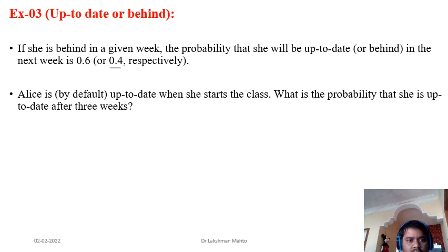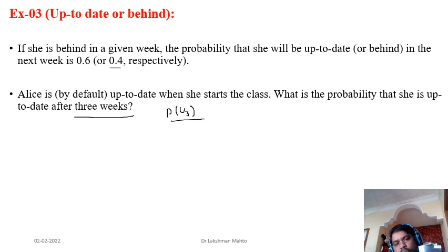Suppose Alice is by default up to date when she starts the class. So by default at the beginning she is up to date. We assume that. What is the probability that she is up to date after 3 weeks? So we have to find this probability. That means we have to calculate the probability of being up to date after 3 weeks, that's the probability of U3. Probability of U3 we have to calculate.